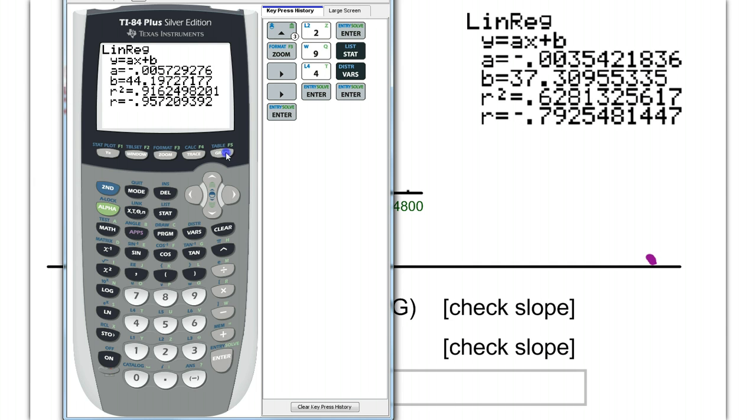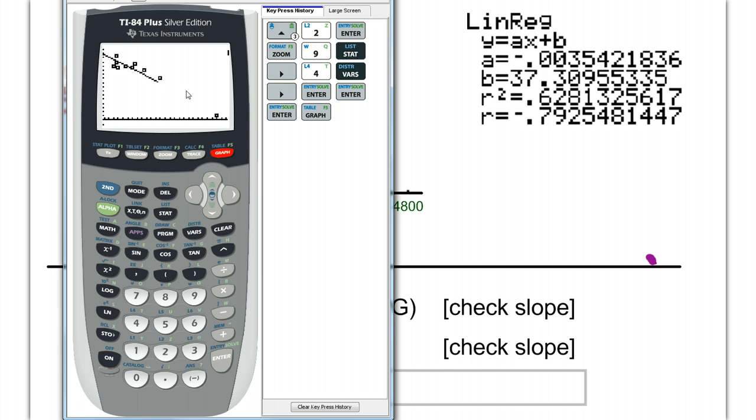Let's take a look at our graph again. Now that I updated the line of best fit to include this new point, you can see that for the most part, these points actually appear to better fit on the line because that point's so far out there.